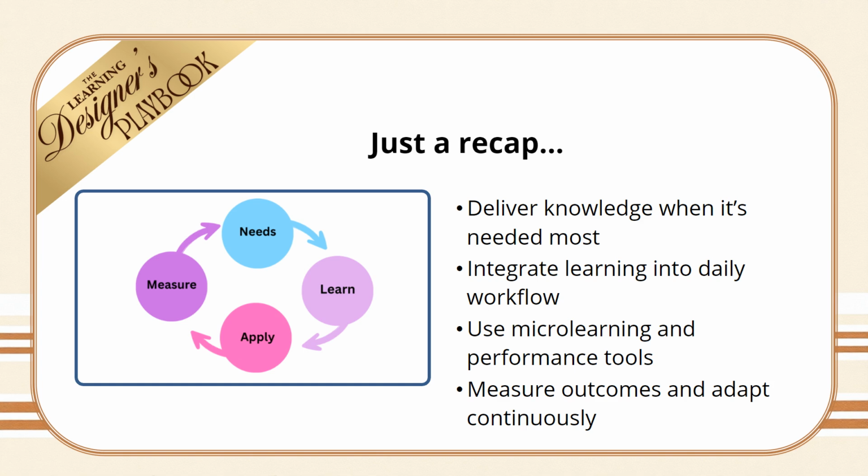Measuring outcomes is equally critical, as it ensures the learning is not only accessible but effective. Regular updates and analysis allow the system to evolve alongside business needs. Finally, adaptability ensures that your JIT learning strategy remains relevant as technology and tasks change. When these principles are applied consistently, they transform learning from an event into a natural part of daily performance.